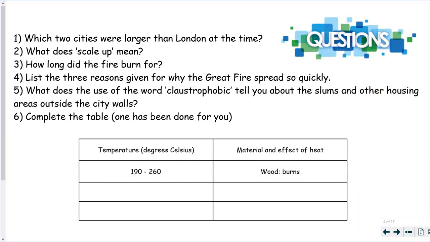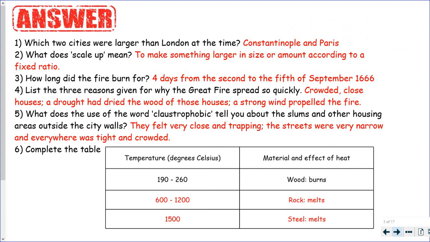So at 190 degrees to 260 degrees Celsius, wood burns. So I've given you a bit of a clue there, haven't I? Because some other things melt. So see if you can tell me the temperature, the material, and how it's affected by the heat to fill in that table. Pause the screen there. If you would like the questions and the text, you can find them on Teams in the teacher support page in files. Let's go through the answers.